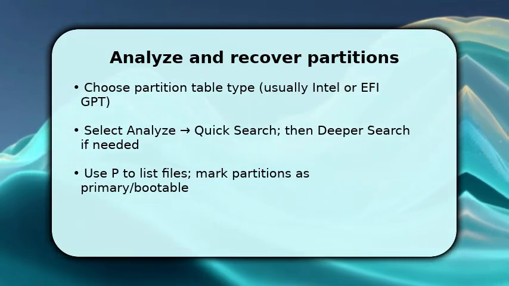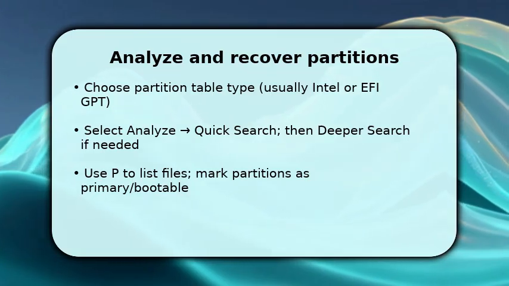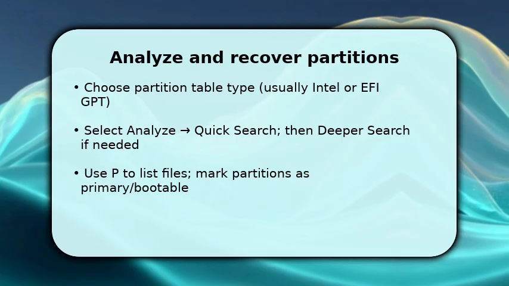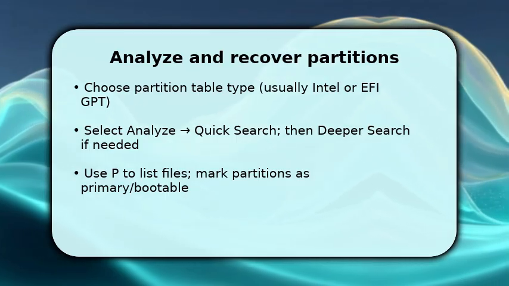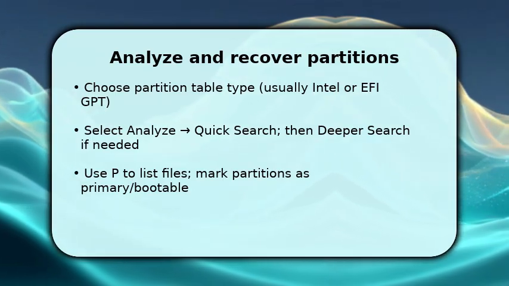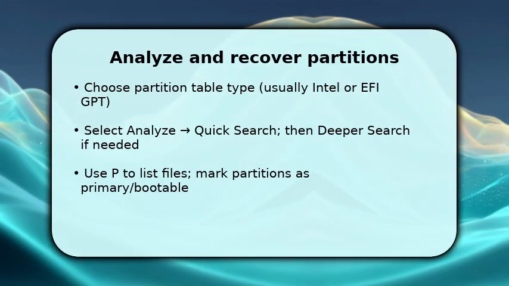Then choose Analyze and run Quick Search to find lost partitions. If results are incomplete, run Deeper Search for thorough scanning. Once partitions appear, press P to list files on a partition to confirm contents. If files show, mark that partition as primary or bootable as appropriate.